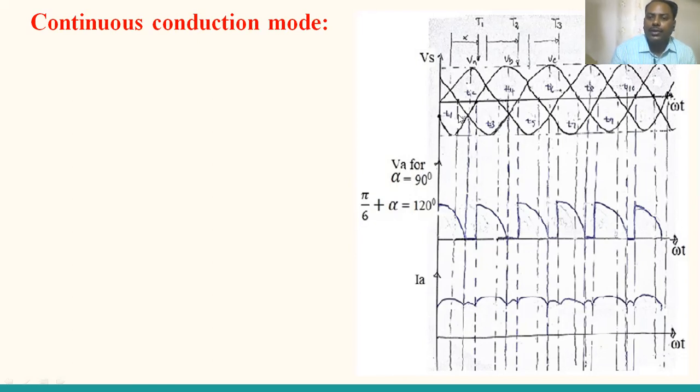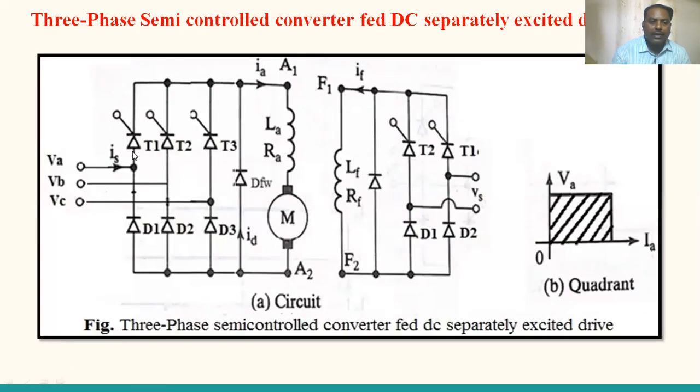You observe here that at any instant, one switch in the upper half and another switch in the lower half are going to conduct. Let us see here. Initially, phase A is connected to the first leg, phase B is connected to the second leg, and phase C is connected to the third leg. For example, you are starting from phase A.